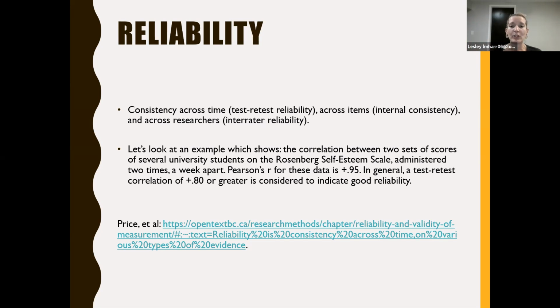So let's look at an example which shows a correlation between two sets of scores. This specific example has to do with university students that were administered the Rosenberg self-esteem scale, and it was administered two times a week apart. So we're looking at Pearson's r, correlations for these data. And the chart that I'm going to show you shows a positive 0.95. In general, a test-retest correlation of positive 0.80 or greater is indicative of good reliability.